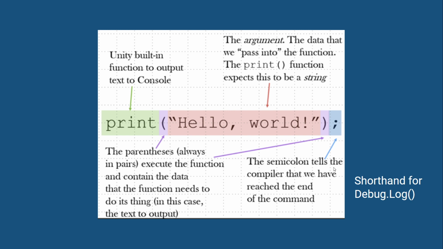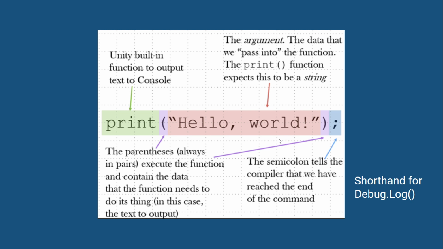All lines end with a semicolon. It tells the compiler we have reached the end of the command. So this is one of the most basic syntax pieces in C#. It looks very much like C++ or good old-fashioned C.